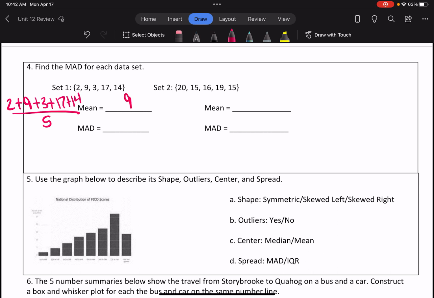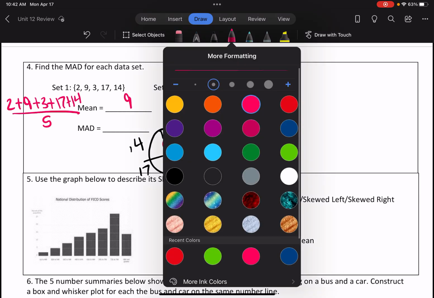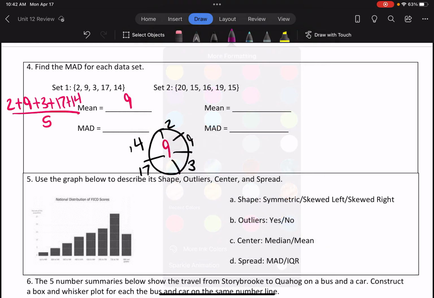And in order to calculate the MAD, I've got to go ahead and use my clock method. Guys, if you prefer the table method, that's fine with me as well. Just make sure that you're getting the distances from your mean to each data point. So I've got 2, 9, 3, 17, and 14. Now, if I'm looking at the distances here, I want to make sure that they are positive.